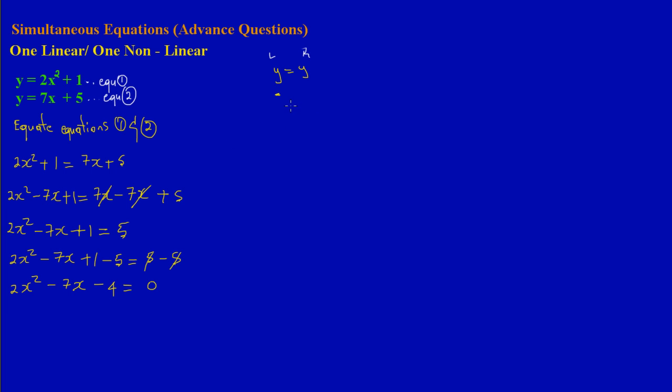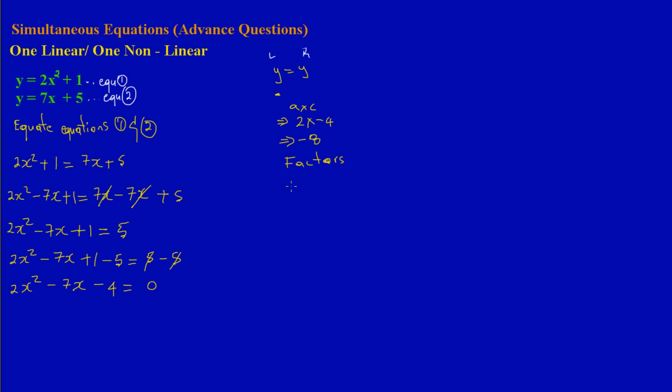Now when factorizing, you would know that we use a times c. If you're not clear on what I'm doing now, you can always go back and check the playlist on solving quadratics by factorization. So I'm going to take a, which is 2, and c, which is negative 4, and I get negative 8. Now I must find factors of negative 8 that add to negative 7 and multiply to give negative 8.